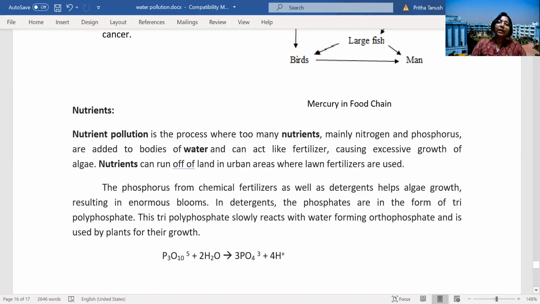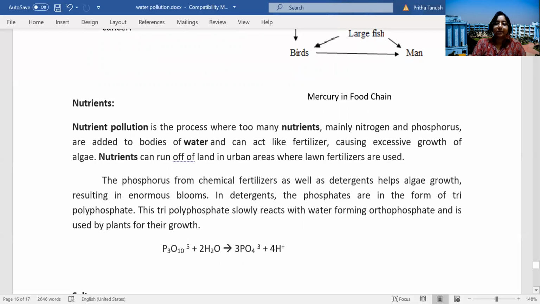To take care of eutrophication, we can do the dredging process, removing all the algae by dredging, or we have to reduce the use of different types of washers, that means detergents. From detergents the phosphorus comes into the water body. So we have to reduce the use of all these things which contain nitrogen and phosphorus, so that the amount of nutrients becomes less.